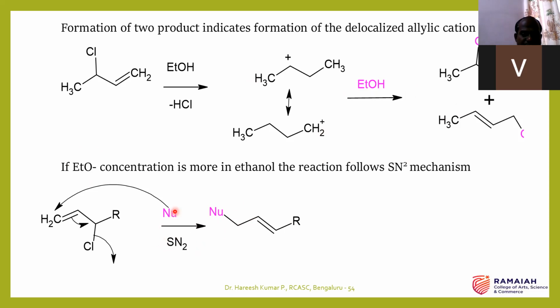So SN2 reaction means what? It will attack this carbon, this bonded pair can come over here, this will go out. So it's called SN2 reaction. SN1 reaction means initially there will be a formation of carbocation, whereas in the SN2 reaction there will be simultaneous bond breaking and bond forming. So in SN2 reaction, this is about the allylic rearrangement.